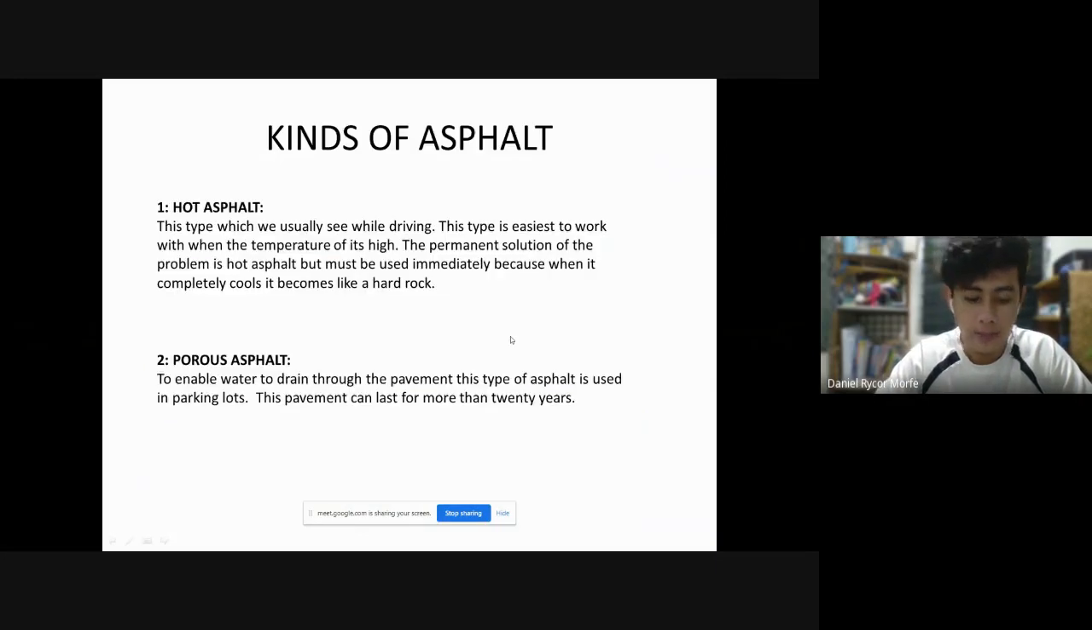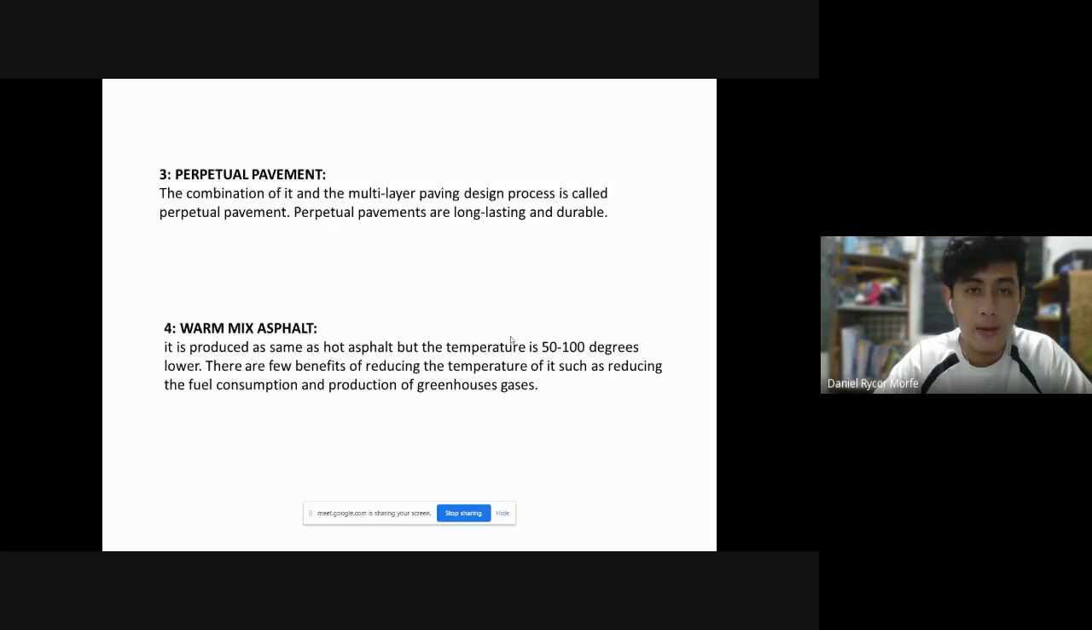Next, kinds of asphalt. First is hot asphalt. This type is easiest to work with when temperature of it is high. But when mubugnaw na siya, mugahin siya sa rock. Porous asphalt, as from the word itself, porous siya, it enables water to drain through the pavement, and this is used for parking lots.